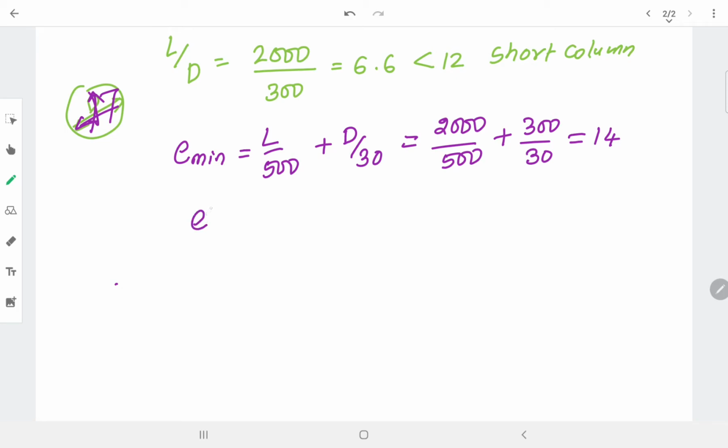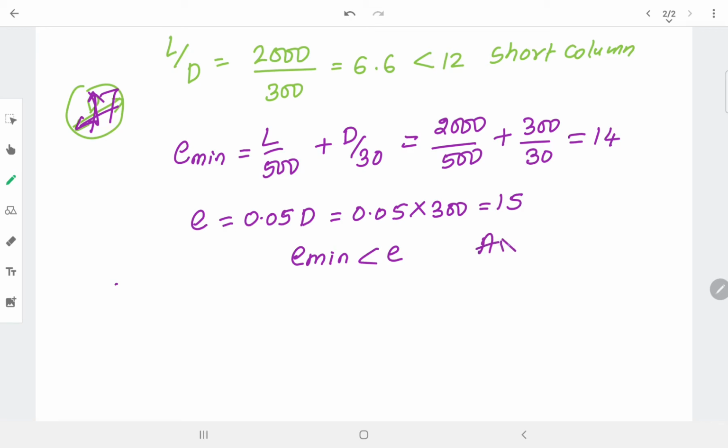Now I will be checking with the allowable eccentricity. e is equal to 0.05 D, so 0.05 into 300, this will be equal to 15. That means e minimum is less than e, so it is treated as an axially loaded column itself. I'll only brief about the problem, I'll not solve it fully.